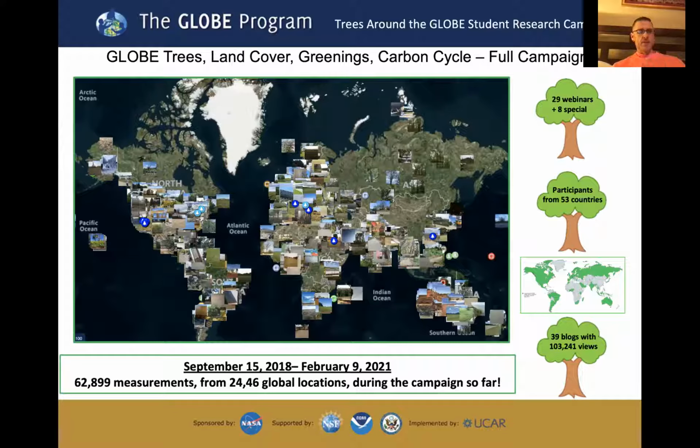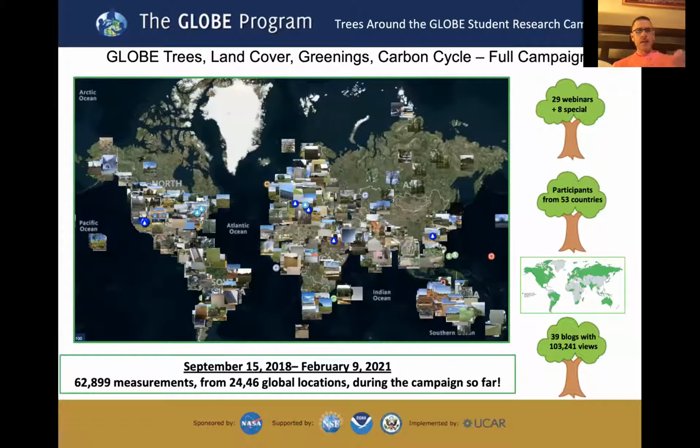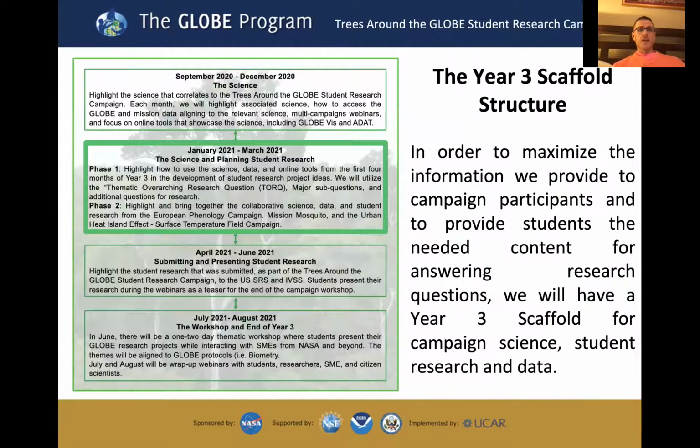62,899 measurements from the 24,000. Oh, I missed a number down here. Sorry about that. That number should actually be the 24,970, coming from around the world, around the globe community over the last 2.5 years.